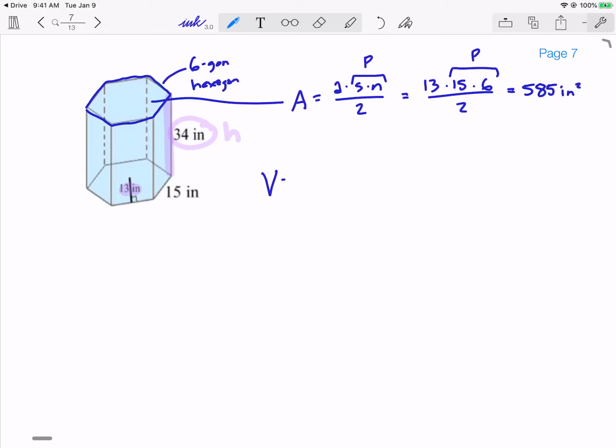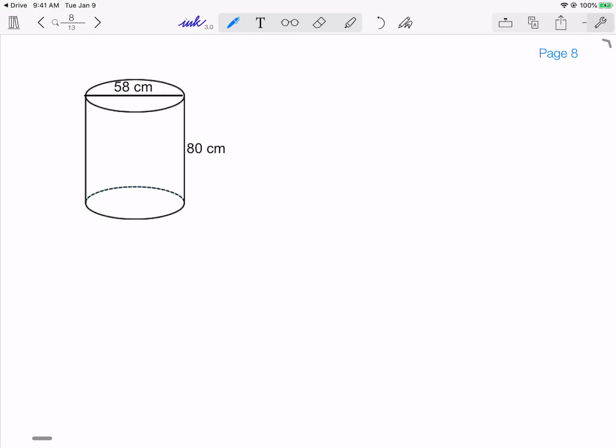So then ultimately, my volume is my area of my base times height. So that's going to be 585 times 34. And when I type that in my calculator, I get 19,890, which is squared. Sorry, cubed. Remember, volume is cubed. Let's try some more.